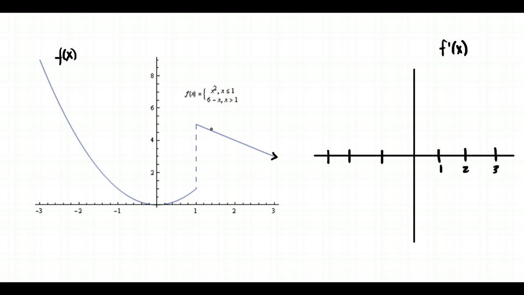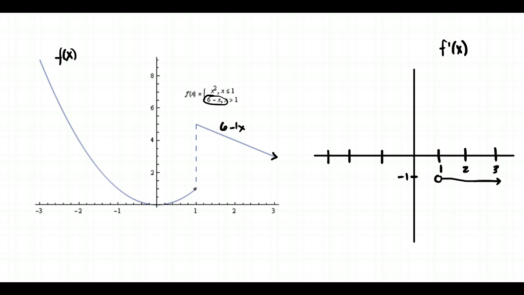But from 1 on, I have a linear function, so the derivative is going to be the slope of this line. Well, on this function, we're actually given the line. It's 6 minus x. So that means that the slope of this line is -1. So from 1 to infinity, the derivative is -1. So the derivative graph is going to be down here. At 1, it's no derivative, so it has to be undefined. And then all the way to infinity, I'm going to have the value -1.